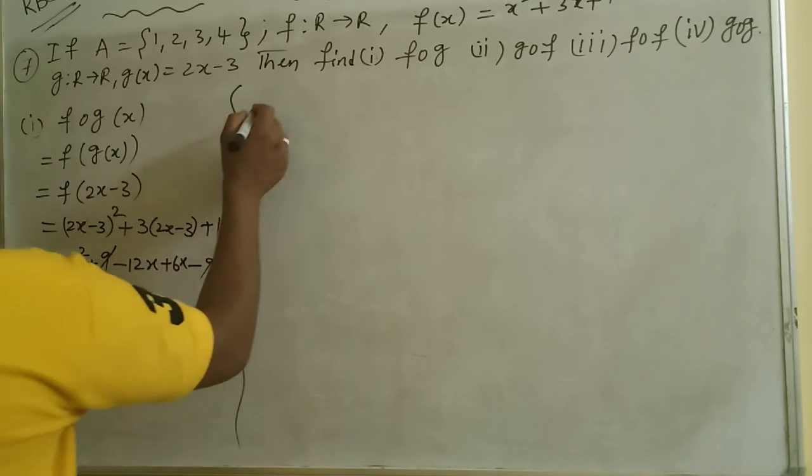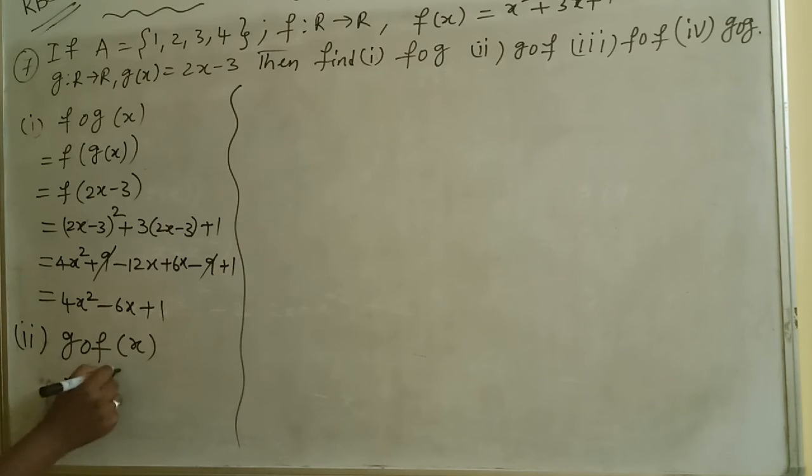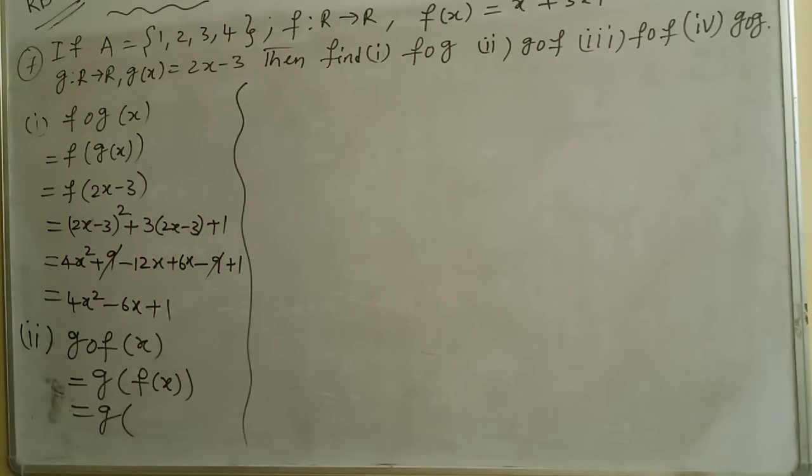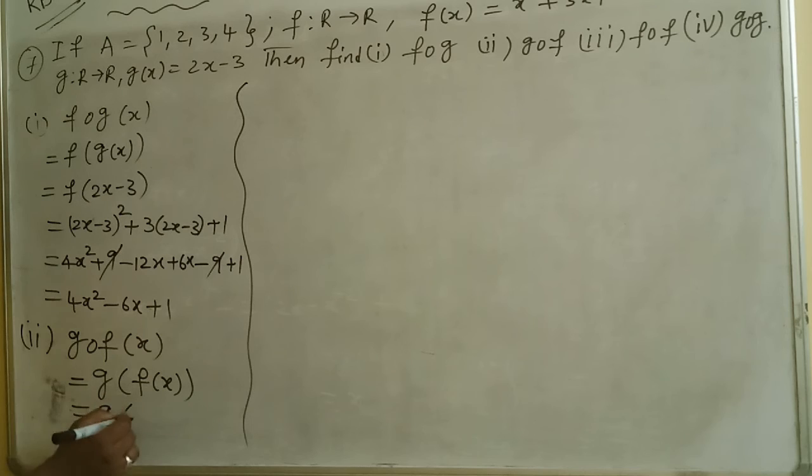Let's move on to the second. The second is g circle f of x. So we can write g of f of x, then g of what is f of x here. So f of x is nothing but x square plus 3x plus 1. So just substitute this in g of x.